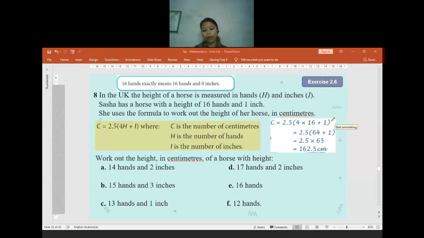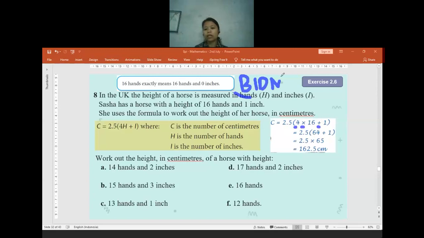Here we have a bracket, multiplication, and addition. Using BODMAS from yesterday, we have to do the bracket first, so we need to simplify whatever calculation is inside the bracket. Inside the bracket there are multiplication and addition, and we do multiplication first. That's why inside the bracket we can write it as 64 plus 1.